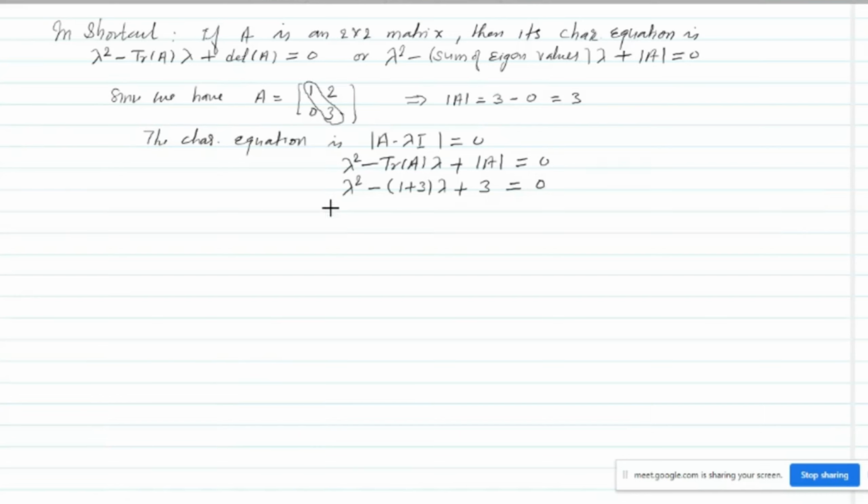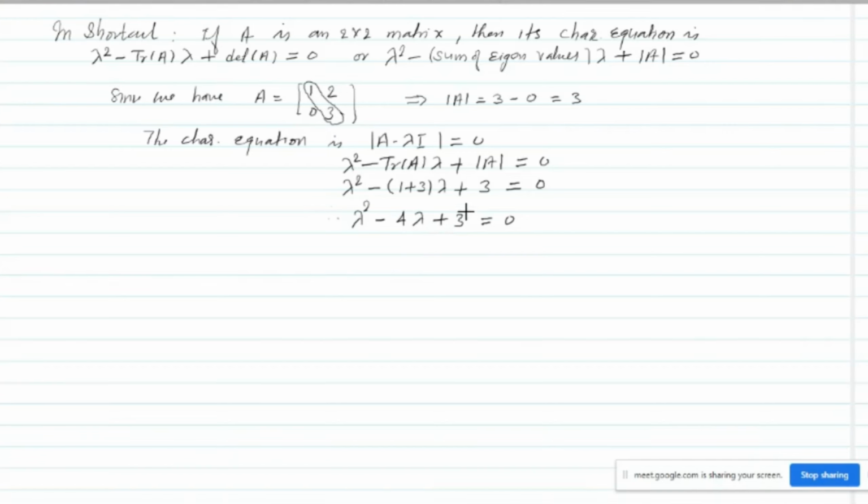So therefore we have lambda square minus 4 lambda plus 3, and this is equal to 0. Okay, this is your characteristic equation. Now we want to find the characteristic roots. So how to find the roots of this?